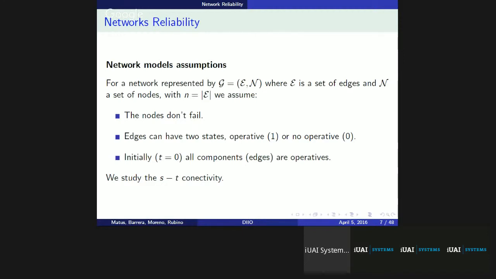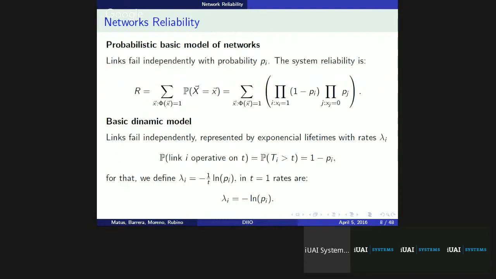So you're fixing two nodes? Yes, just two arbitrary nodes.